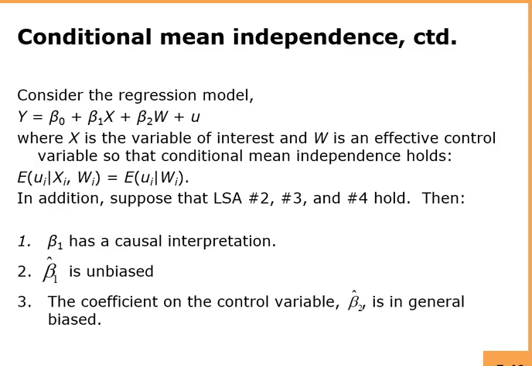Consider the regression model shown by this equation, where x is the variable of interest and w is an effective control variable. Let's suppose that the condition of conditional mean independence holds, and in addition, the second, third and fourth least squares assumptions also hold. The second least squares assumption is IID, independently and identically drawn. The third is that there are no major outliers, and the fourth is no perfect multicollinearity.